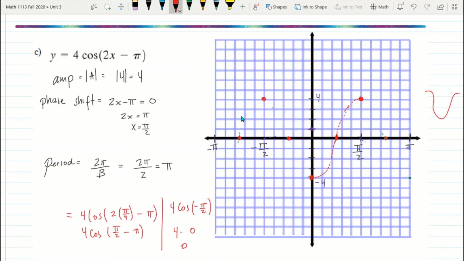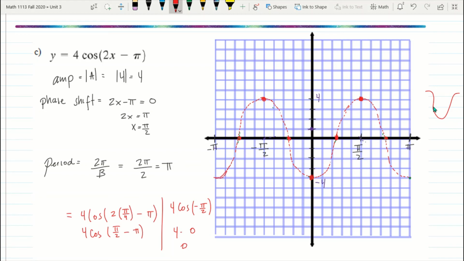So we start building our graph. Then we have kind of the shape right here, right? And then it should just go on forever in both directions, left and right. And that would be the graph of it.